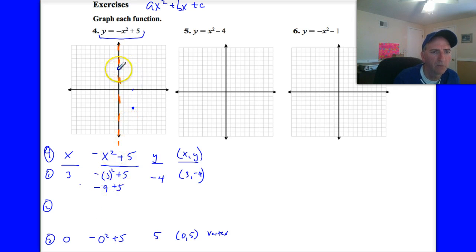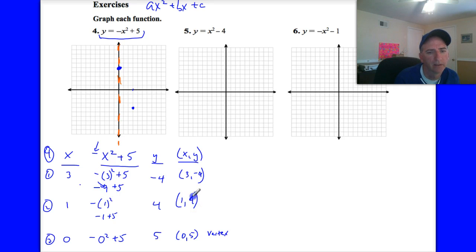All right, well, let's find one more point in between the vertex and 3, and let's try 1. If x is 1, let's plug it in. This means the opposite of 1 squared. Now remember, the reason that was negative 9 is because you have to square that before you take the negative. So 1 squared is 1. The opposite of 1 is negative 1 plus 5. Negative 1 plus 5, that's positive 4. So that gives me the point 1, 4.